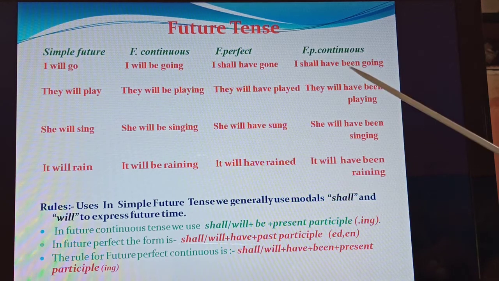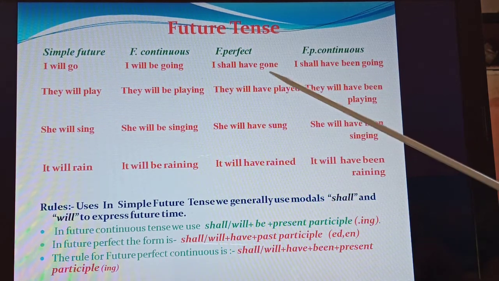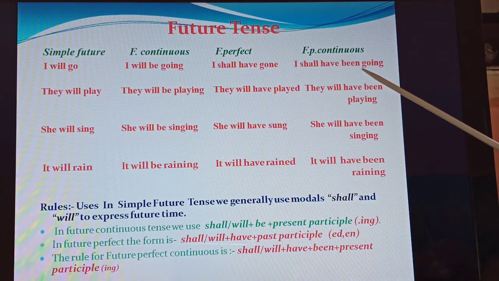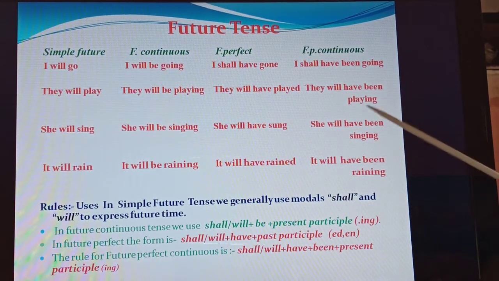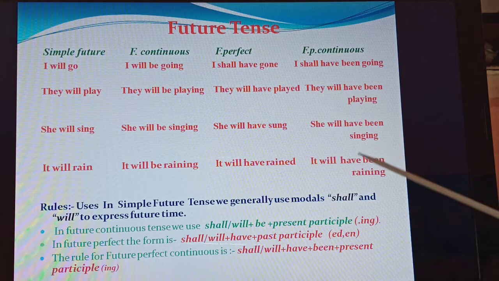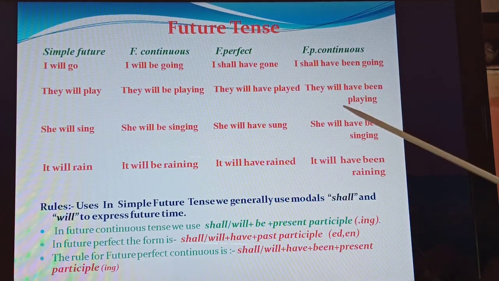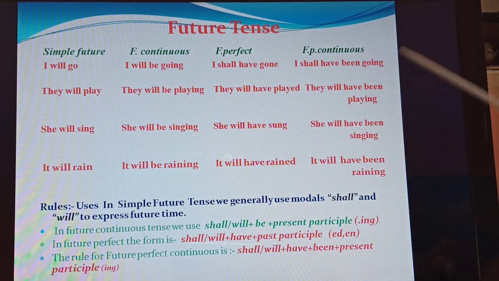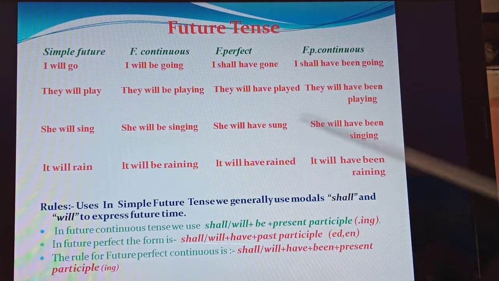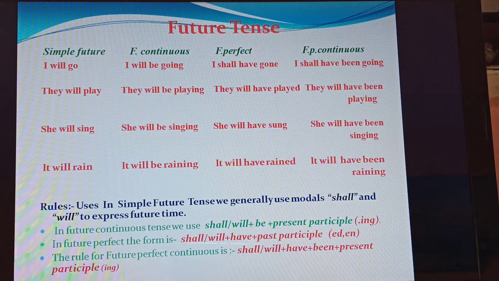Let's move on to future perfect continuous. I will go, it will change into I shall have been going, they will have been playing, she will have been singing and it will have been raining. See, shall or will plus have plus been plus ing form of the verb and you get future perfect continuous. I hope this much is ready.